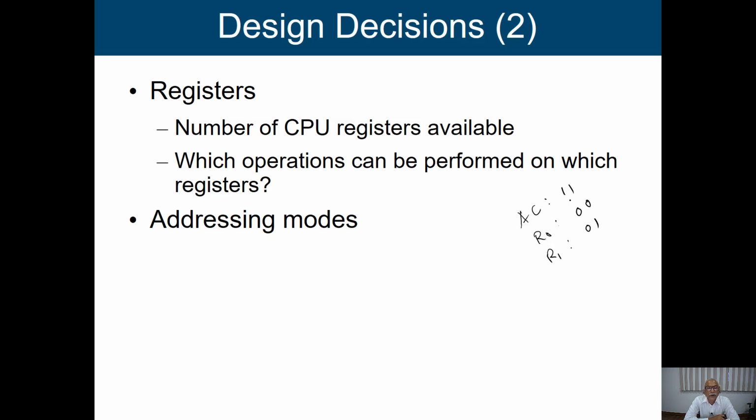So as a designer, you have to identify how many registers will be optimal to have an efficient implementation of your processor. It is not the case that if you keep more registers, you are going to get better performance. It may not be true always, because in that case, some of the registers may not be used. So this is another design decision, and you have to identify it. And what are the operations that you are going to perform on these particular registers. This is the decision you have to take.